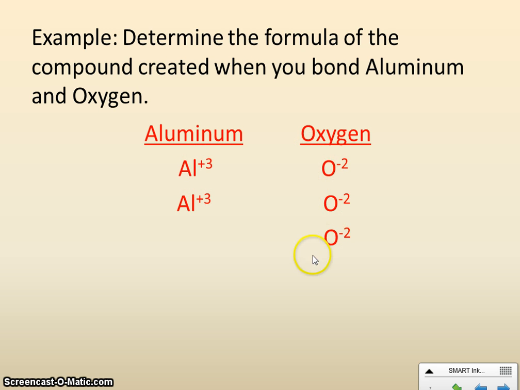All right, so how many aluminum ions do we have? And how many oxygen ions do we have? Well, you can see we have 1, 2 aluminum ions, so that'll be Al2. And we have 3 oxygen ions, so that's O3. So your final formula for when you bond aluminum and oxygen is going to be Al2O3. And that's pretty much all there is to it.